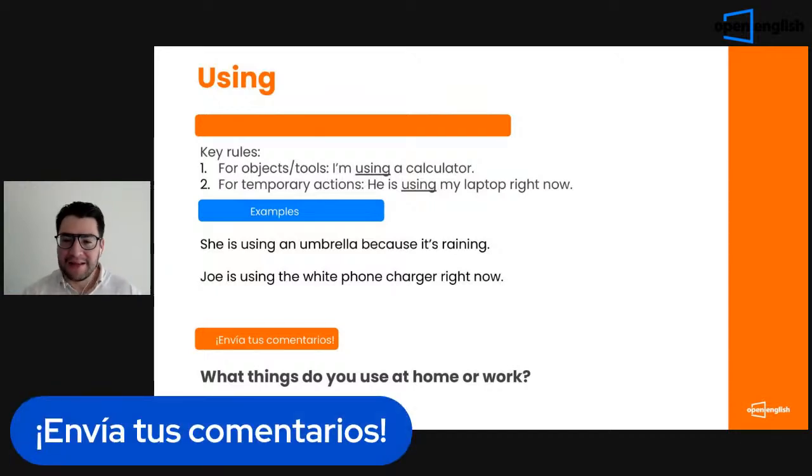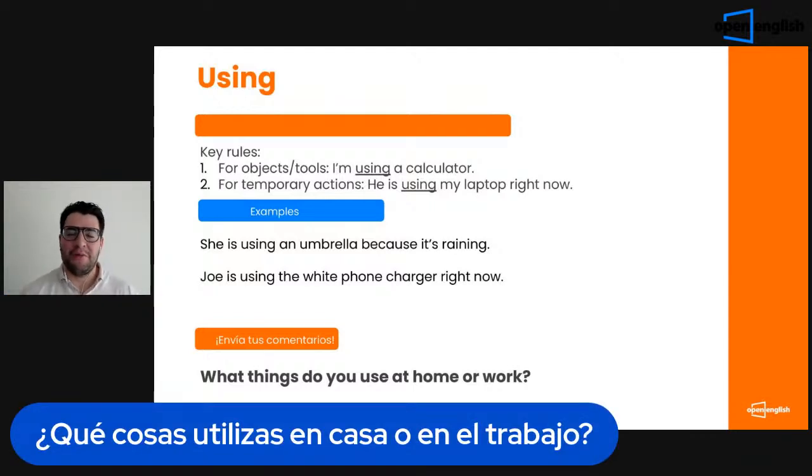Okay, so en los comentarios, let's practice, let's participate. What things do you use at home or at work in your job? What are some objects that you use at home? Do you use a computer, calculator, pen? What do you use at home or at work? ¿Qué cosas utilizan en sus empleos o en la casa? Escriban en los comentarios para practicar un poquito más el verbo using. What do you use at home or at work? I'm using headphones right now. What about you guys? What do you use at home or at your job? What things do you use? Los leo en los comentarios.